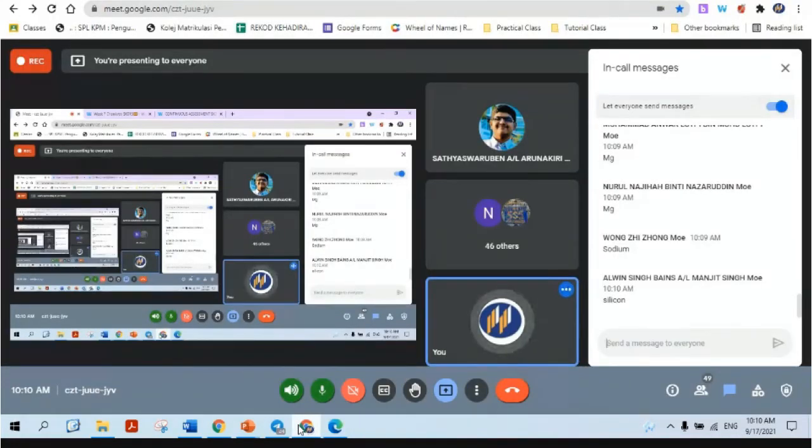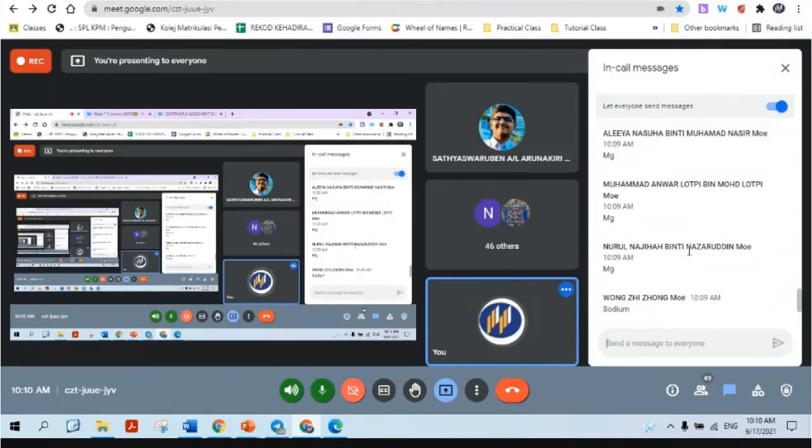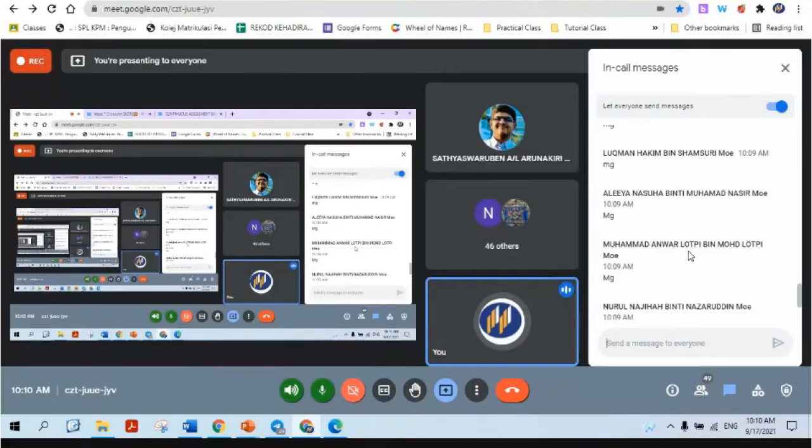Alvin, silicon. Okay. Nak Jiha sila buka mic. Boleh tak? Jiha, cuba. Hai Jiha. Jiha jangan malu-malu. Okay. Lokman, sila buka mic.